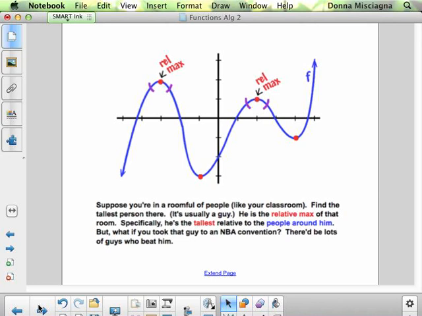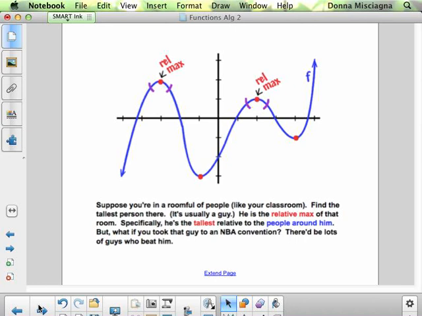All right, so suppose you're in a room full of people, like your classroom. Find the tallest person there. May or may not be a guy. He is the relative max of the room. Specifically, he's the tallest relative to the people around him. I don't know, you the tallest? Maybe? So, what if you took the guy to the NBA convention? There would be a lot of people that would beat him, right?